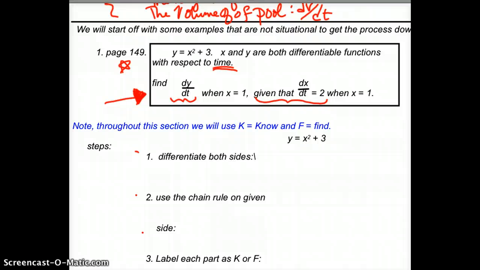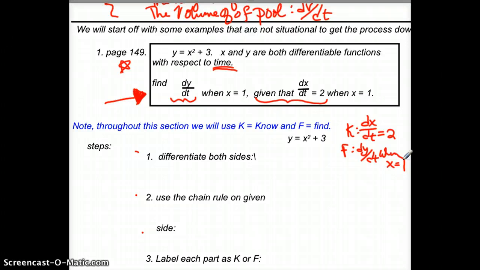All right? So back up on the top, if I were to say, well, what do I know in this problem? I know that the change in x with respect to time is 2. And again, because this is a generic problem, maybe it's 2 meters per second or 2 miles per hour, I don't really know. So we're just going to say it's 2. And my goal is to find dy dt when x equals 1.